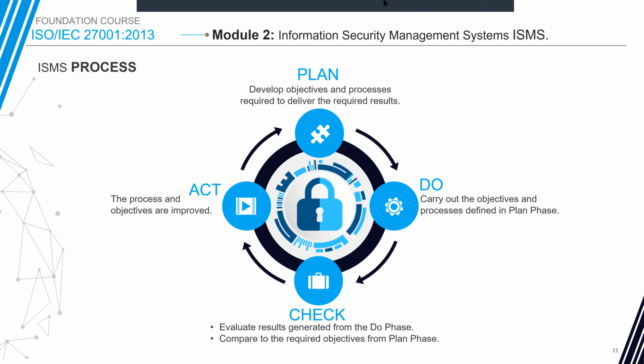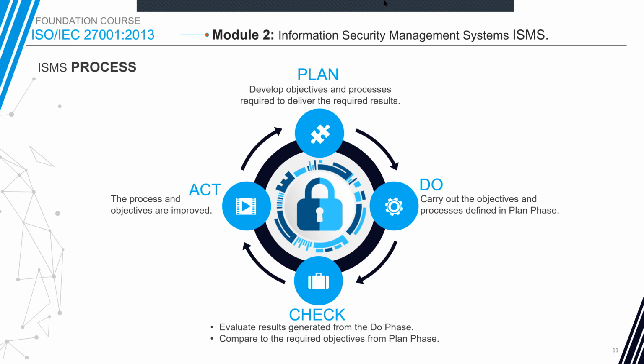Okay, what is the ISMS process? What is PDCA? PDCA is very simple. You first have to plan. You have to define your objectives, your processes, your goals, and what the expected or required results are. This is the plan phase, or the design phase. Then, after you define the objectives and requirements, you have to implement your design in the do phase.